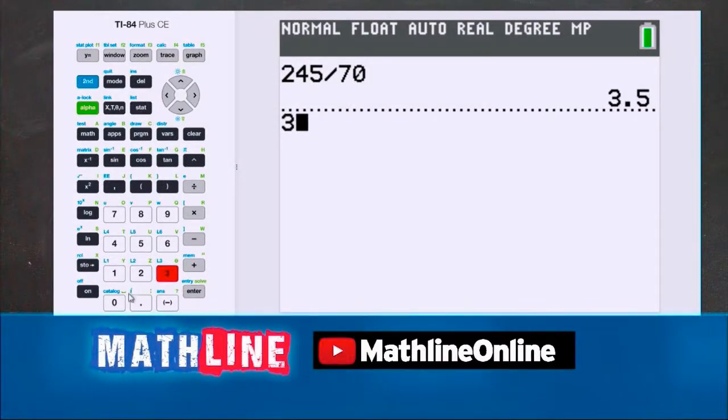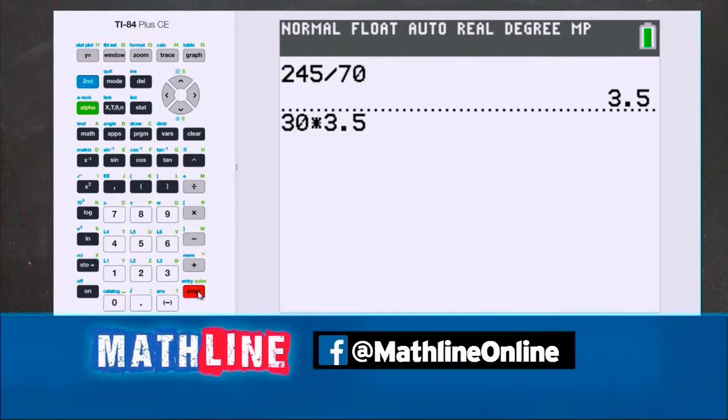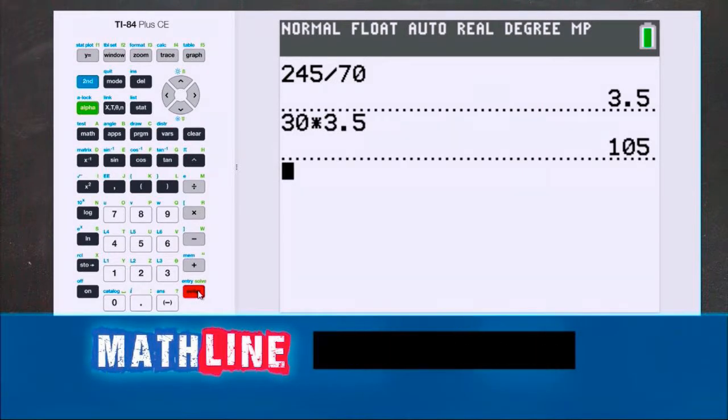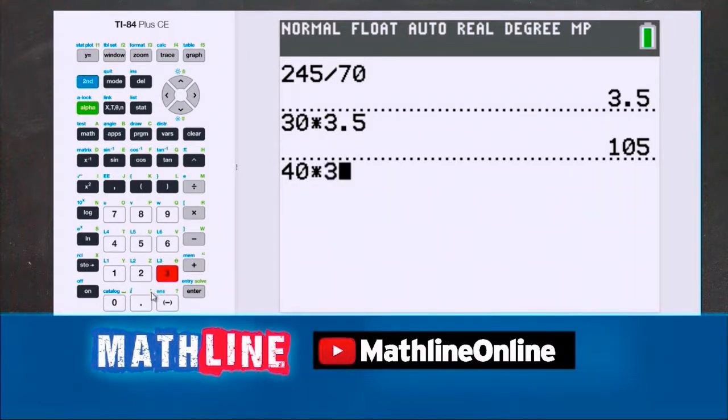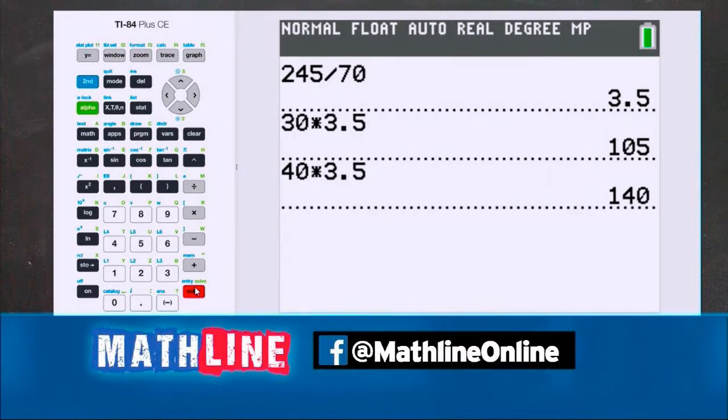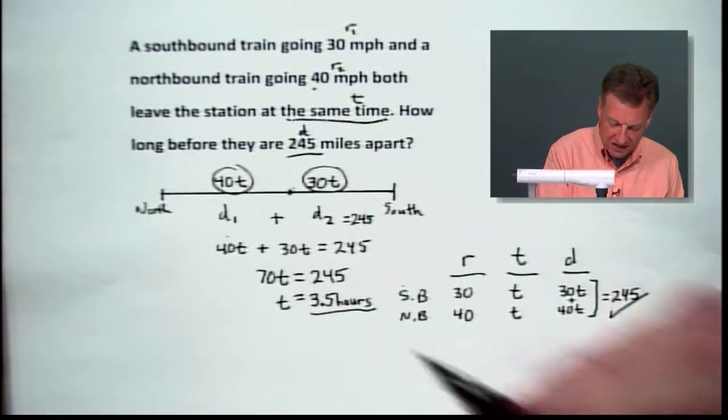We're going to take 30, and we're going to multiply it times 3.5. And that's going to be our first little guy. Here he is, 105 miles. We're going to take the 40, and we're going to multiply it by 3.5. Because the whole idea, my friends, to check on this thing is, will they add up to 245? Well, it's pretty obvious they do. You can add those two in your head mentally, and you get what? 245. So it does check out. We get that 245 back.